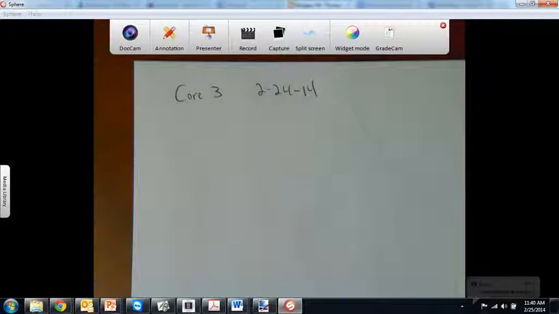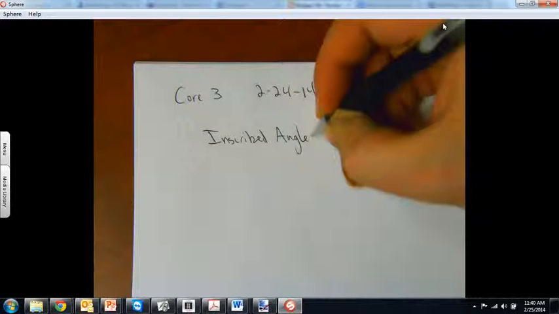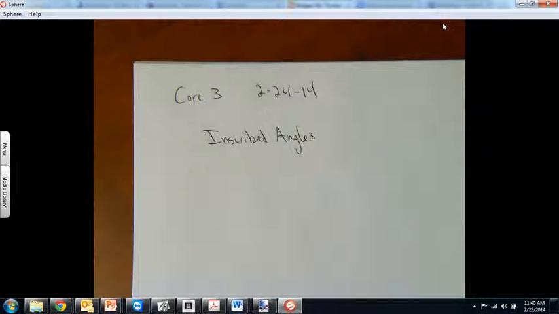All right, today in Core 3, the objective was talking about inscribed angles. And we're going to take the properties and apply them to the information we've already been getting about circles, their angles, their tangents, and their chords. So, to introduce inscribed angles, I wanted you guys to create inscribed angles.